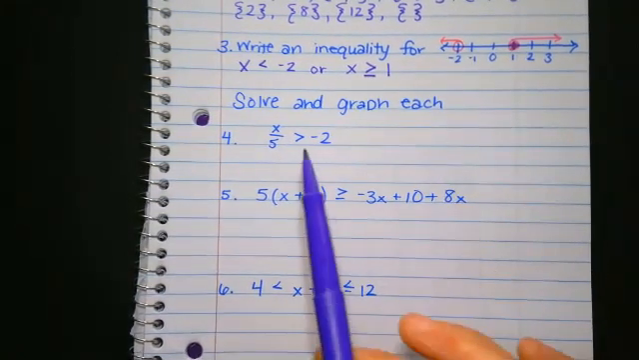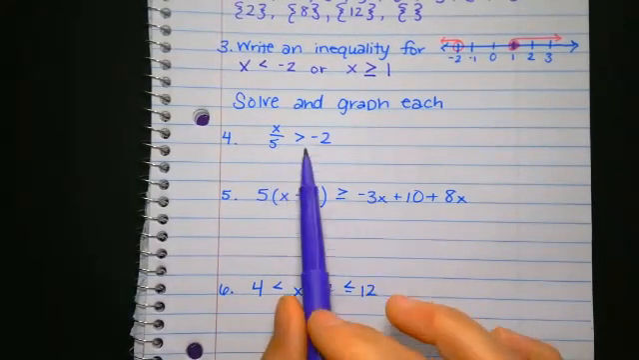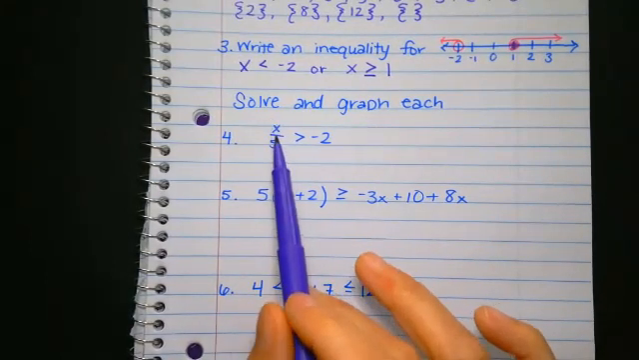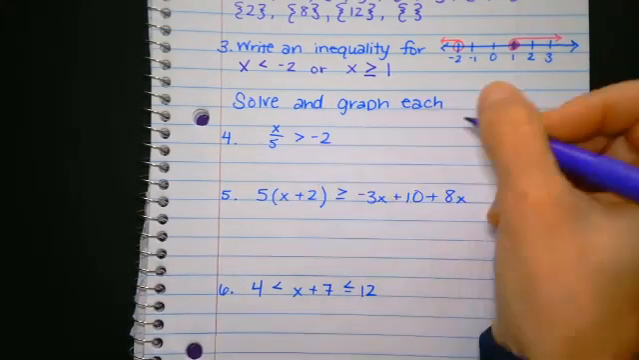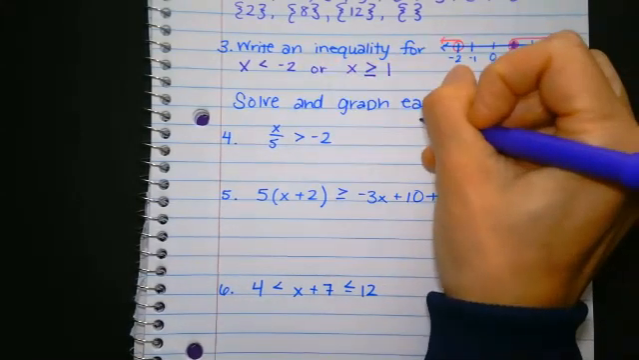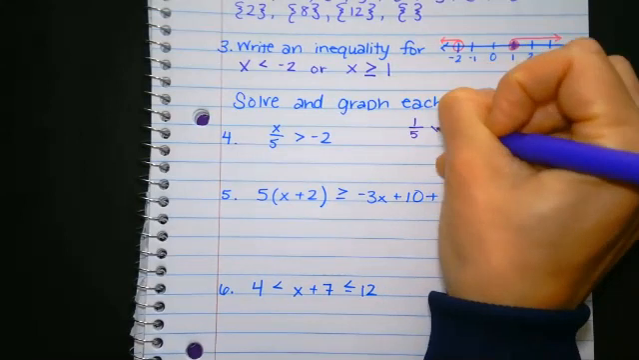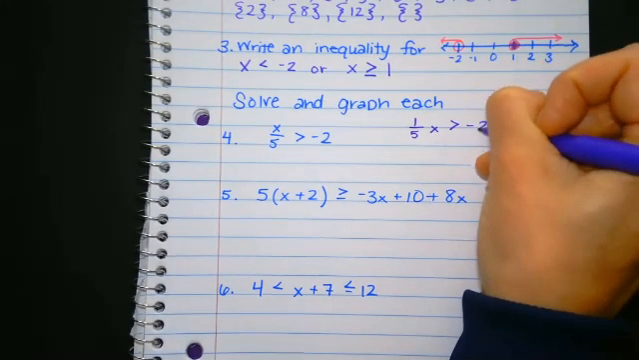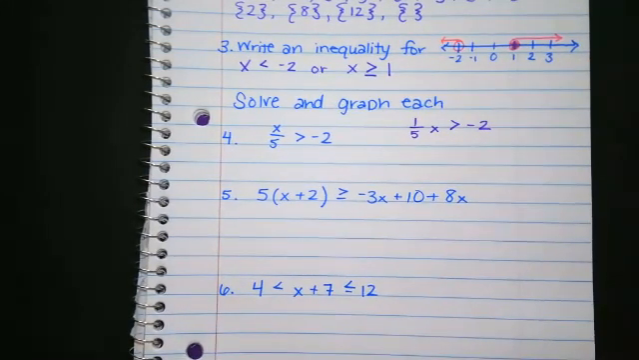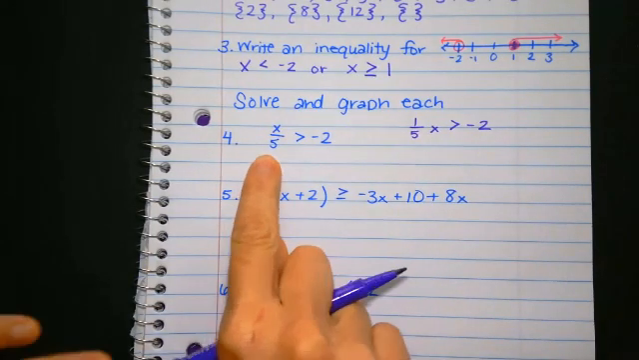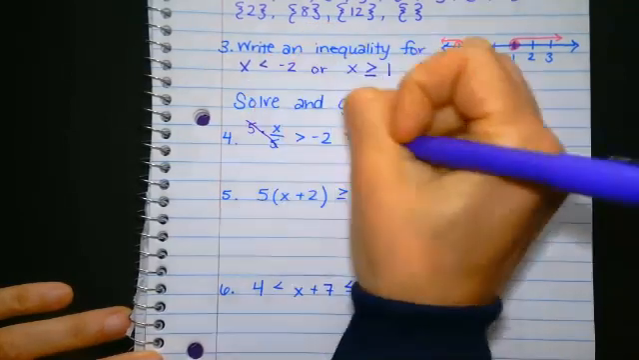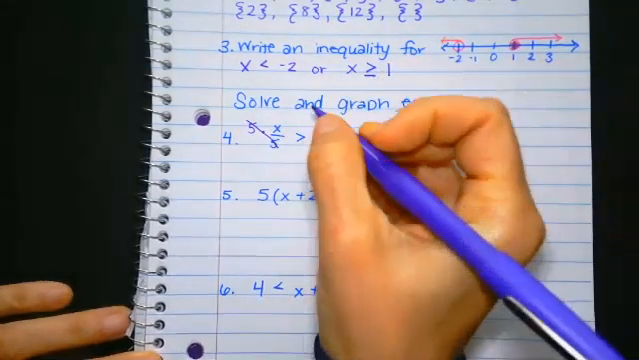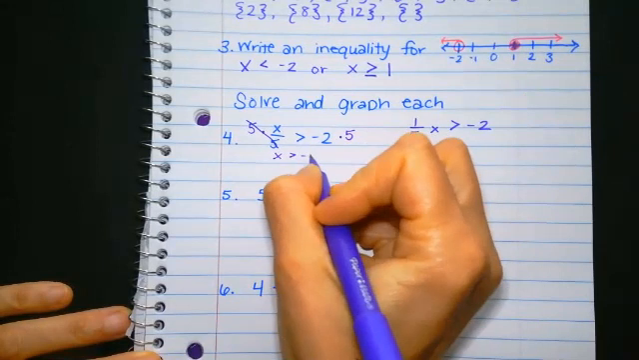If you are asked to solve and graph this, there are 2 ways you can do it. You can either look at this as x divided by 5 is greater than -2, or you can take that out of there, put a 1 in front and make this 1/5 x is greater than -2. Whichever way you do it, you should come up with the same answer. If you do it like this, you're undoing a divide, so you times by 5 here to cancel it, and you times by 5 over here. So you would get x is greater than -10.